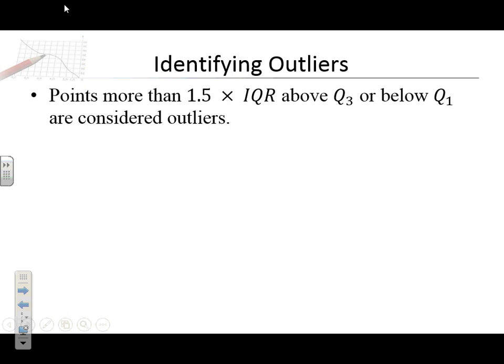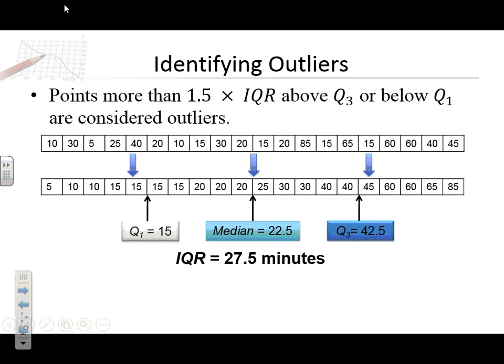So this is going to be the way we determine whether items are outliers or not. Now, when you say something's an outlier, you have to be very clear that you have checked this 1.5 IQR rule and have shown it to actually be an outlier.